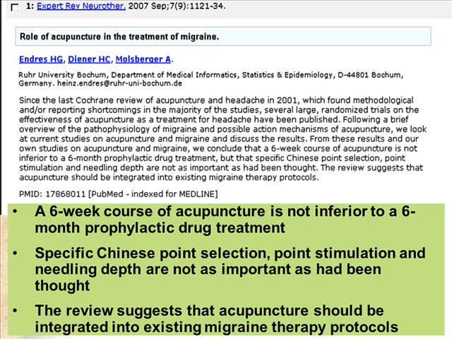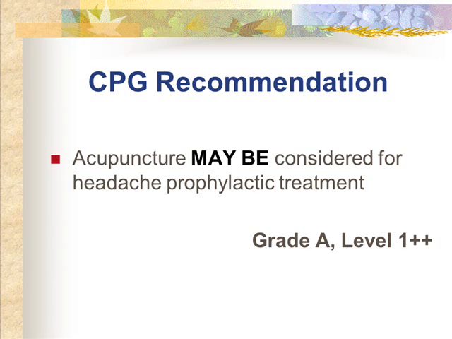And you heard that there's no difference between real or sham acupuncture until the last study. So they felt that specific Chinese point selection, the way they stimulate the point, how deep you stimulate and so on, may not be as important as it has been taught previously. So they thought that acupuncture should be considered or should be incorporated into the existing migraine therapy protocol. But our practice guideline group felt that such a recommendation, we should be more conservative in recommending acupuncture. Therefore, in your guideline, you see the word maybe, even though we have good evidence.